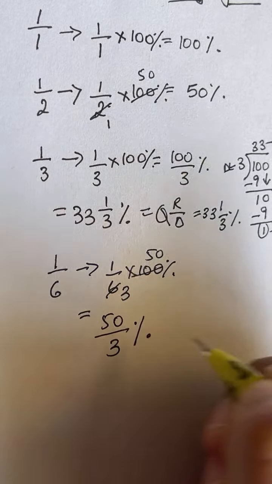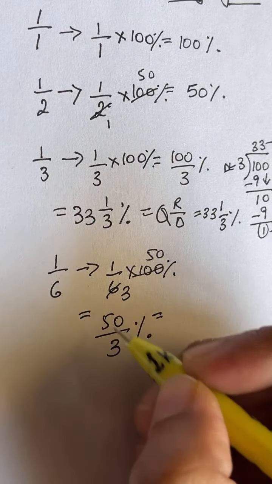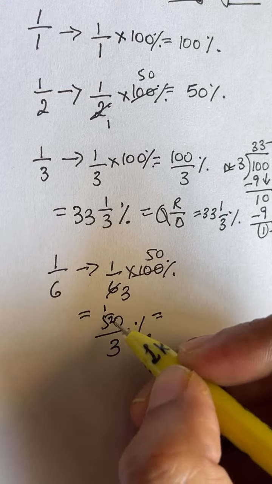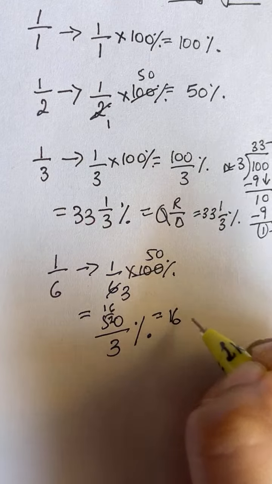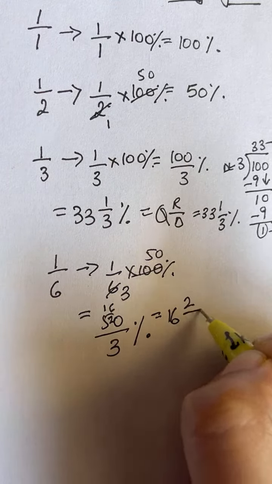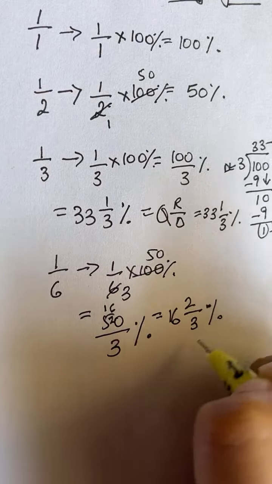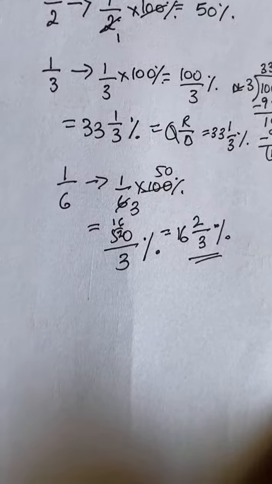50 over 3%, and that's equal to how many times it goes in 50? 3 times 1 is 3, and you have 2 here. So 3 6s are 18, and you have a remainder of 2. That means you have a 16, remainder of 2, and the denominator is the same. So it is 16 2/3%. Done. Okay, let's see another one.